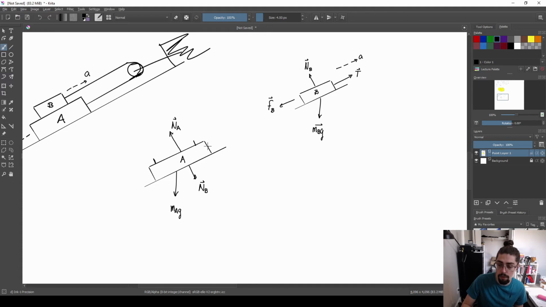I have a rope attached this way, so there's going to be a tension just like this. I also have friction pulling me back this way. Call this friction of A, and that's the friction between the slope and the block. But there is one more force that I have not yet considered, and what is that force?